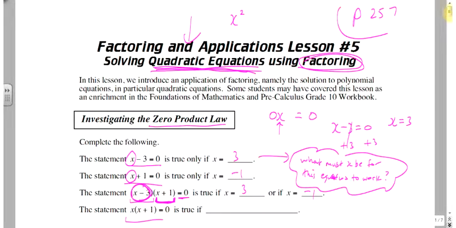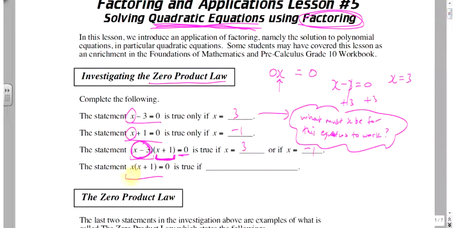So we have two choices here. For this value of x, what must it be for the whole thing to be 0? Well, if x is 0, then I don't care what this is, it's going to be 0. Look at inside the brackets. If this is equal to 0, I don't care what this is, anything times 0 is 0. For x to be 0 here, it needs to be -1.